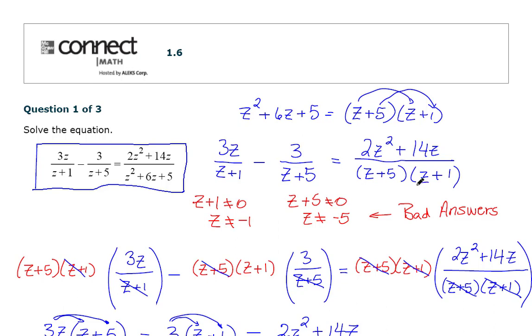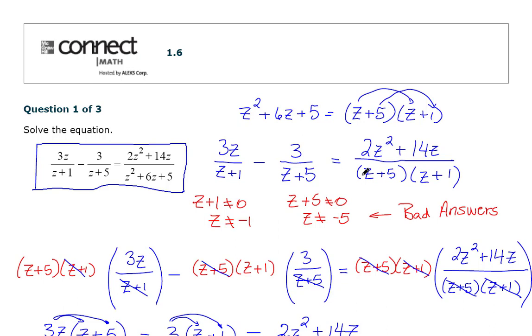Next, I'm looking at this thing about bad answers. What would make my problem undefined? So I don't want z plus 1 to be 0, so z cannot be minus 1. I don't want z plus 5 to be equal to 0, so that says I don't want z to be minus 5. So I just want to keep track. Maybe we won't get any of these answers, but if we do, we would need to throw it away.